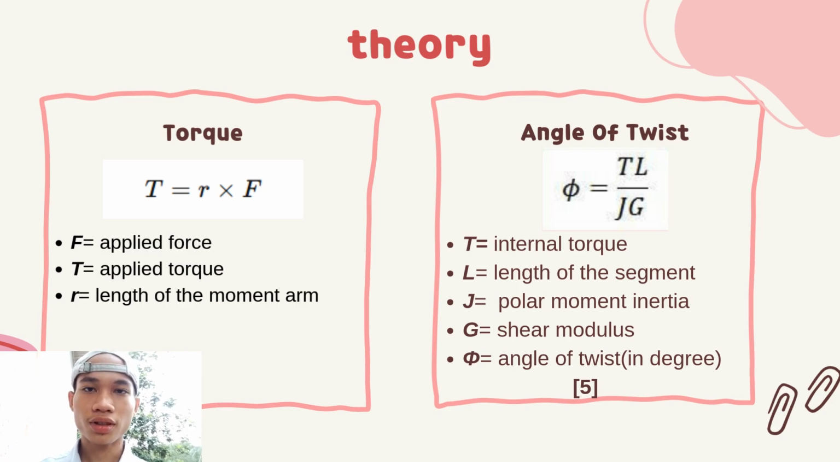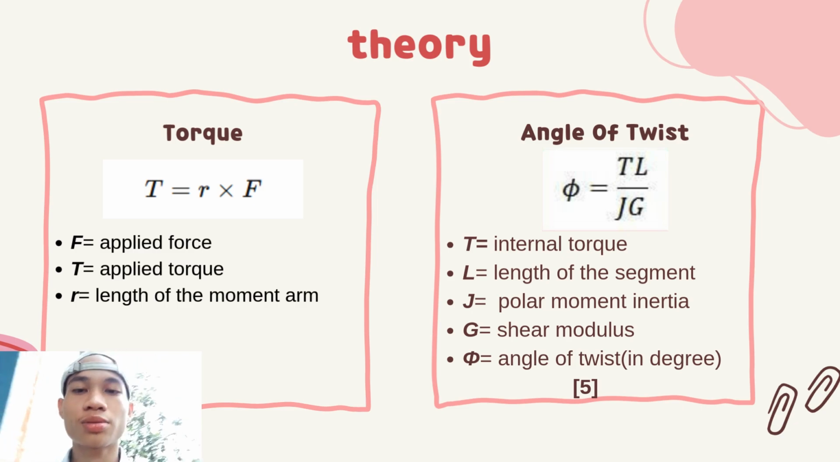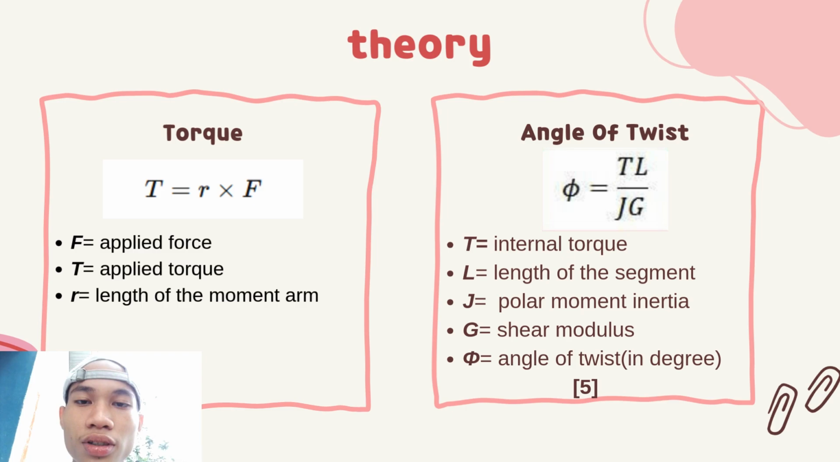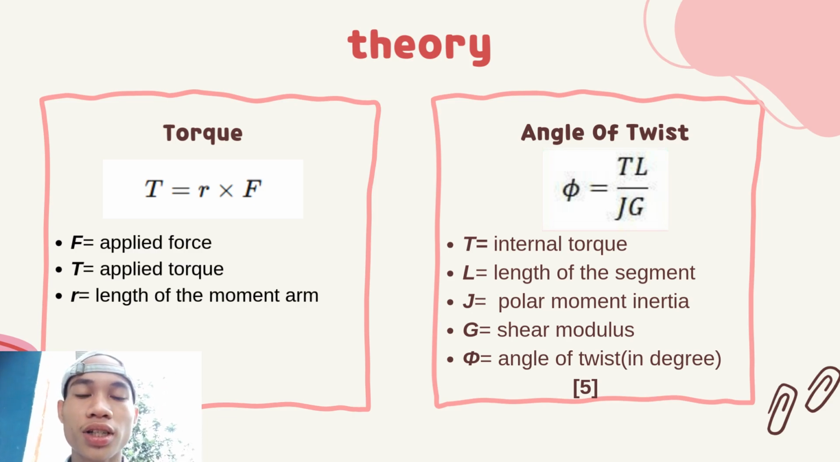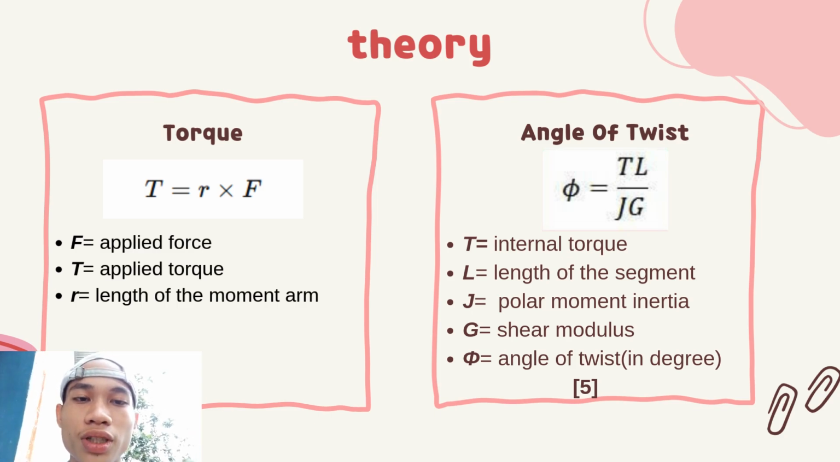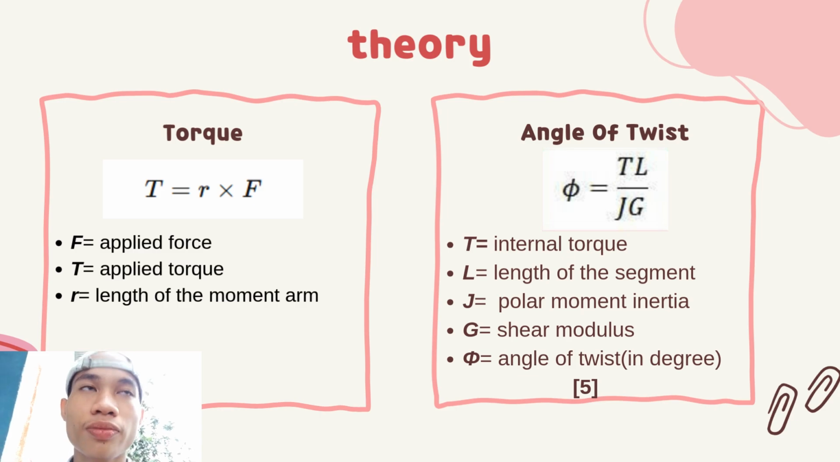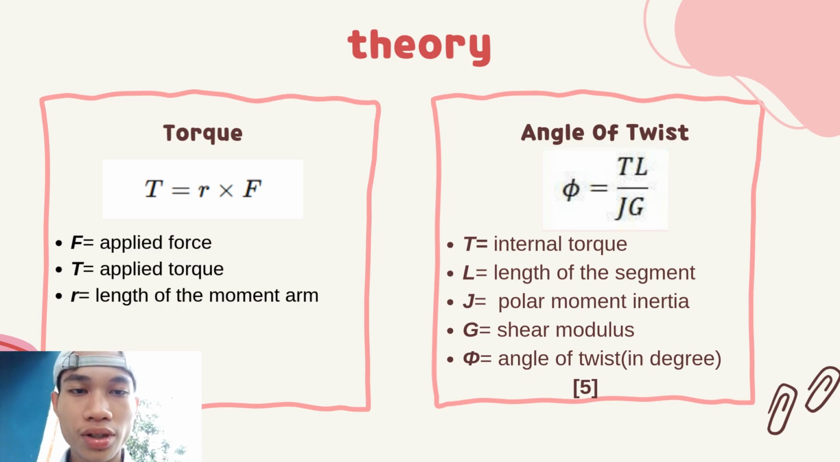Then we have torque and angle of twist. We will use these two equations in this experiment. So torque is equal to the length of the moment arm multiplied by applied force, and angle of twist is equal to torque multiplied by length over polar moment of inertia multiplied by modulus of rigidity. We will use the equation of angle of twist to calculate the modulus of rigidity.